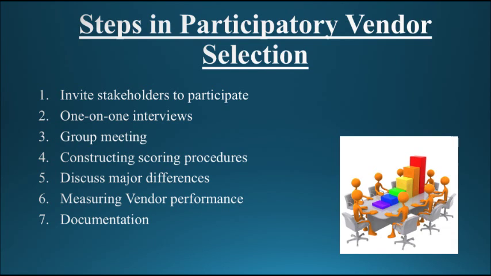Step 6 is measuring vendor performance, to evaluate the performance of the vendor. Step 7 is documentation, which will be a report showing how various vendors did on each attribute, what scores were assigned to them, and the performance of the vendors on various criteria.